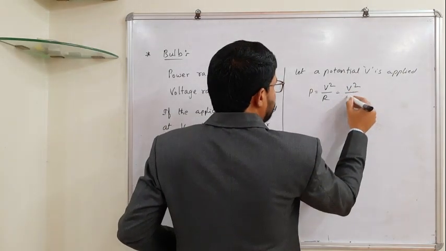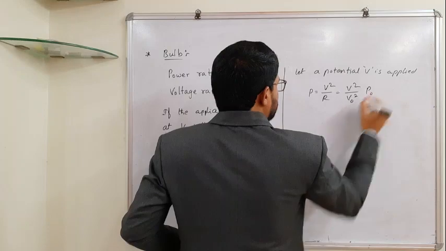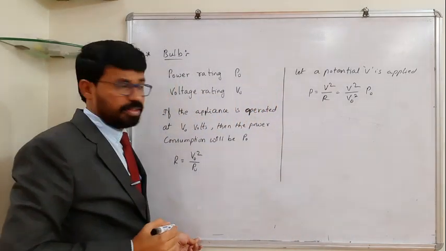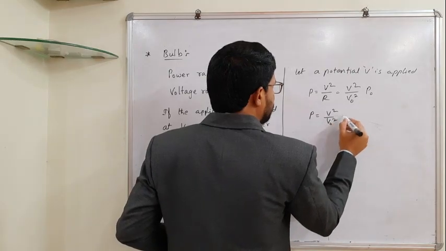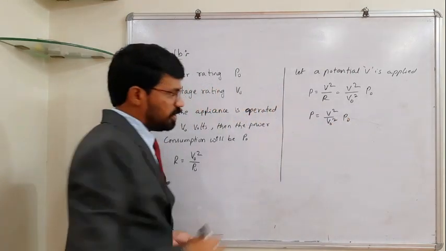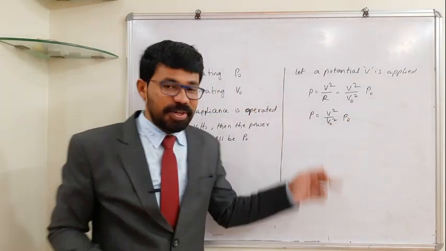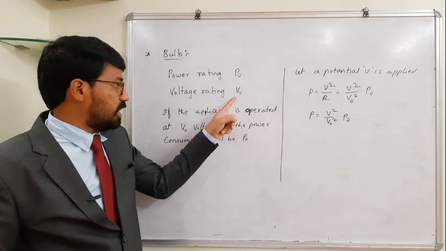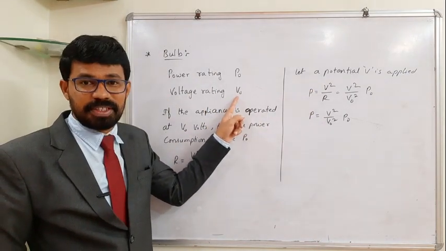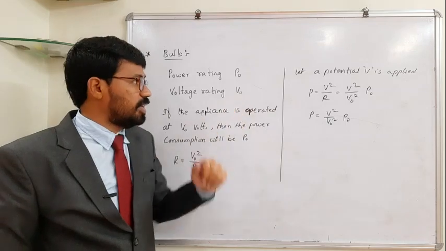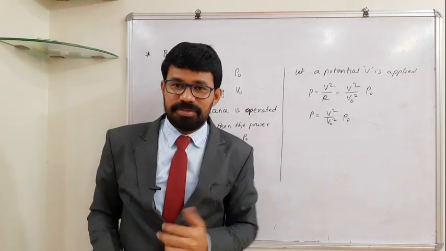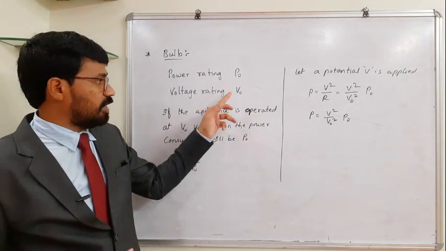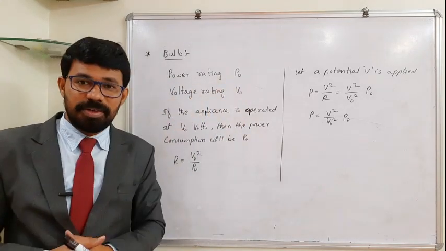V square by V0 square into P0, isn't it? So P is what? V square by V0 square. From this equation, it is obvious that if V and V naught both are same, if applied potential is exactly equal to the voltage rating V naught, then V square and V naught square get cancelled, then P will be P naught. So if the potential applied is V naught, power consumption will be again how much?